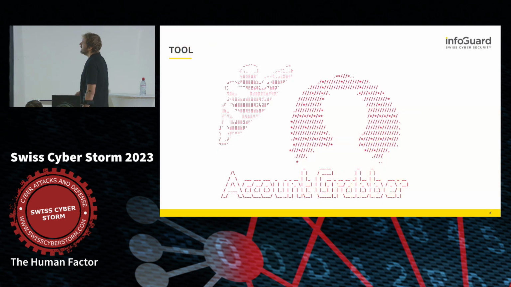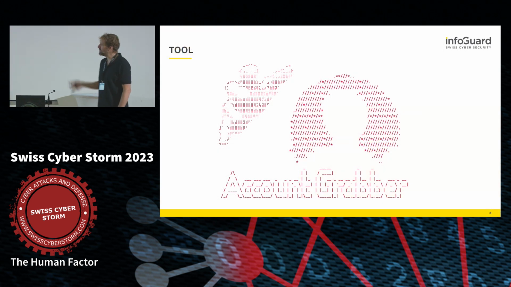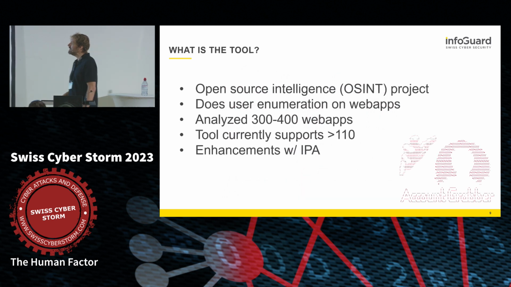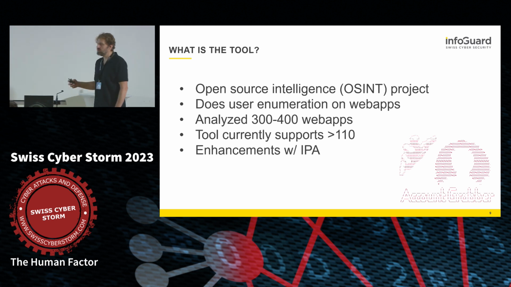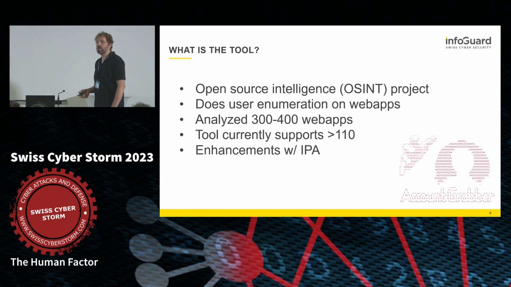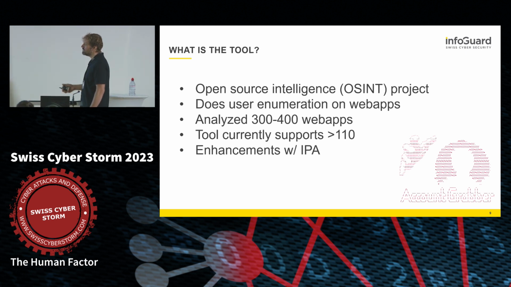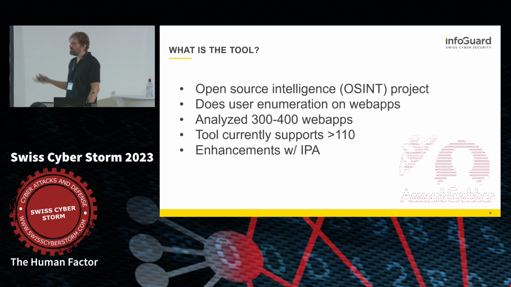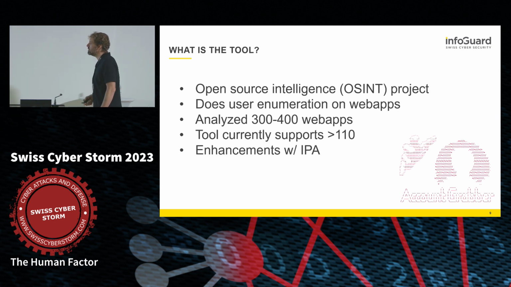So everything started with a tool that I called Account Grabber that I developed. This is an open source intelligence project, so this means that the tool operates on data that is publicly available. Everything that the tool does is user enumeration on web applications. This just means it looks if an email address is registered at the platform, and it writes it down.